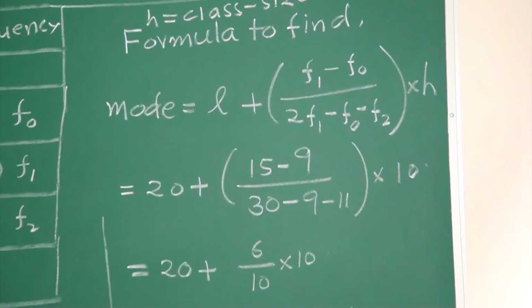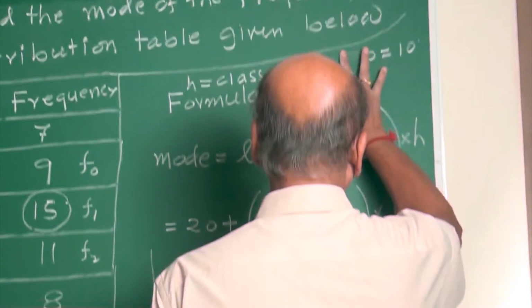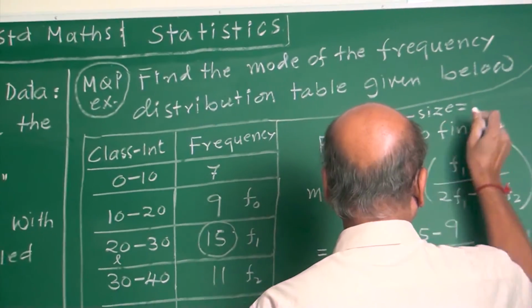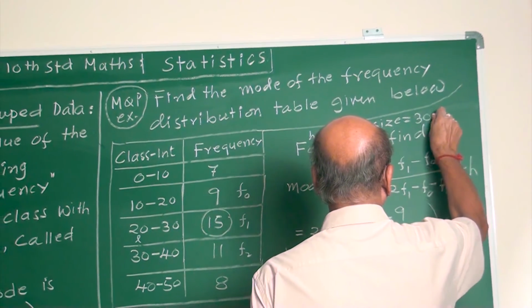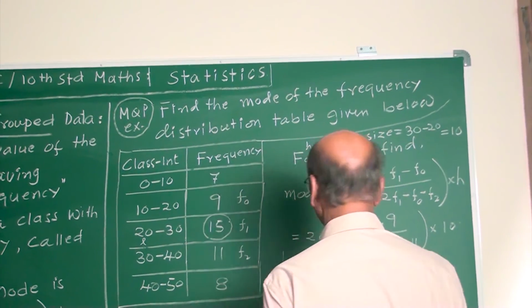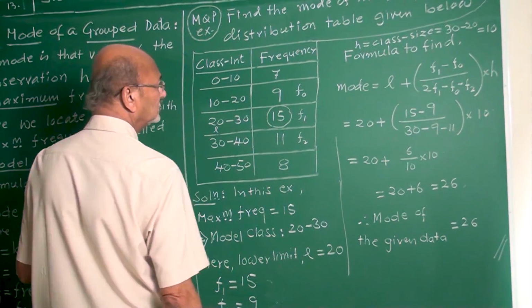Actually, in this case, you have to take the class size corresponding to the model class. Model class is this. The class size means the size of this: 30 minus 20 is 10.